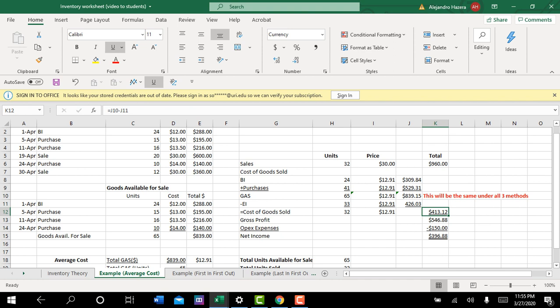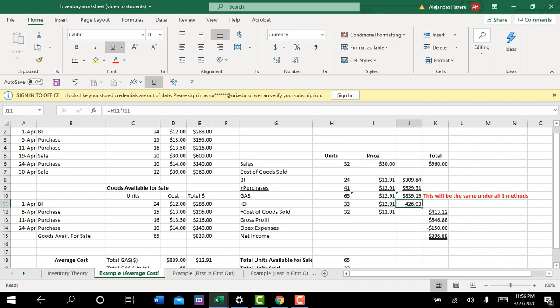Okay, so let's go ahead and go on to our examples of first in, first out, and last in, first out. And they're all going to be based on all this data in here that we've used. And I want you to remember one thing. That number does not change. The only thing that we're going to change in each one is how you separate that number between ending inventory and cost of goods sold. Okay, so let's go into our first in, first out example.